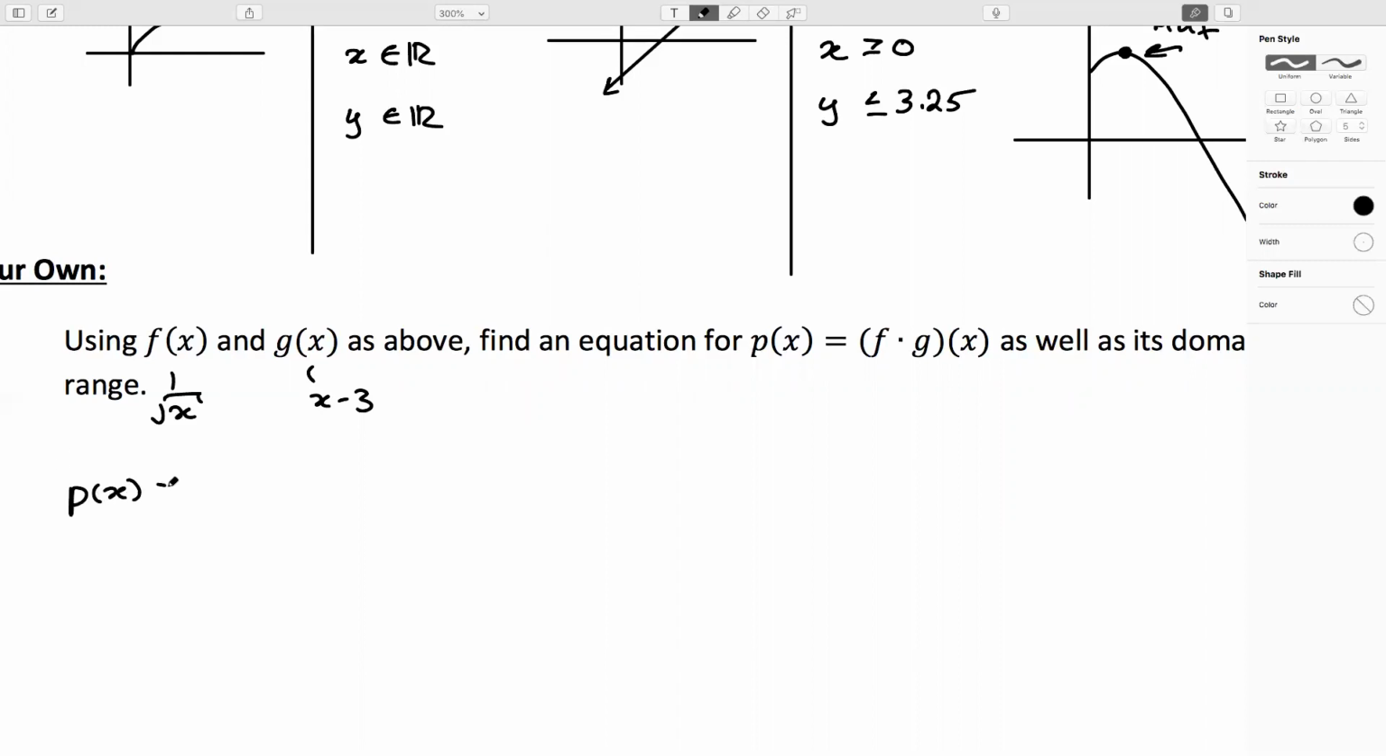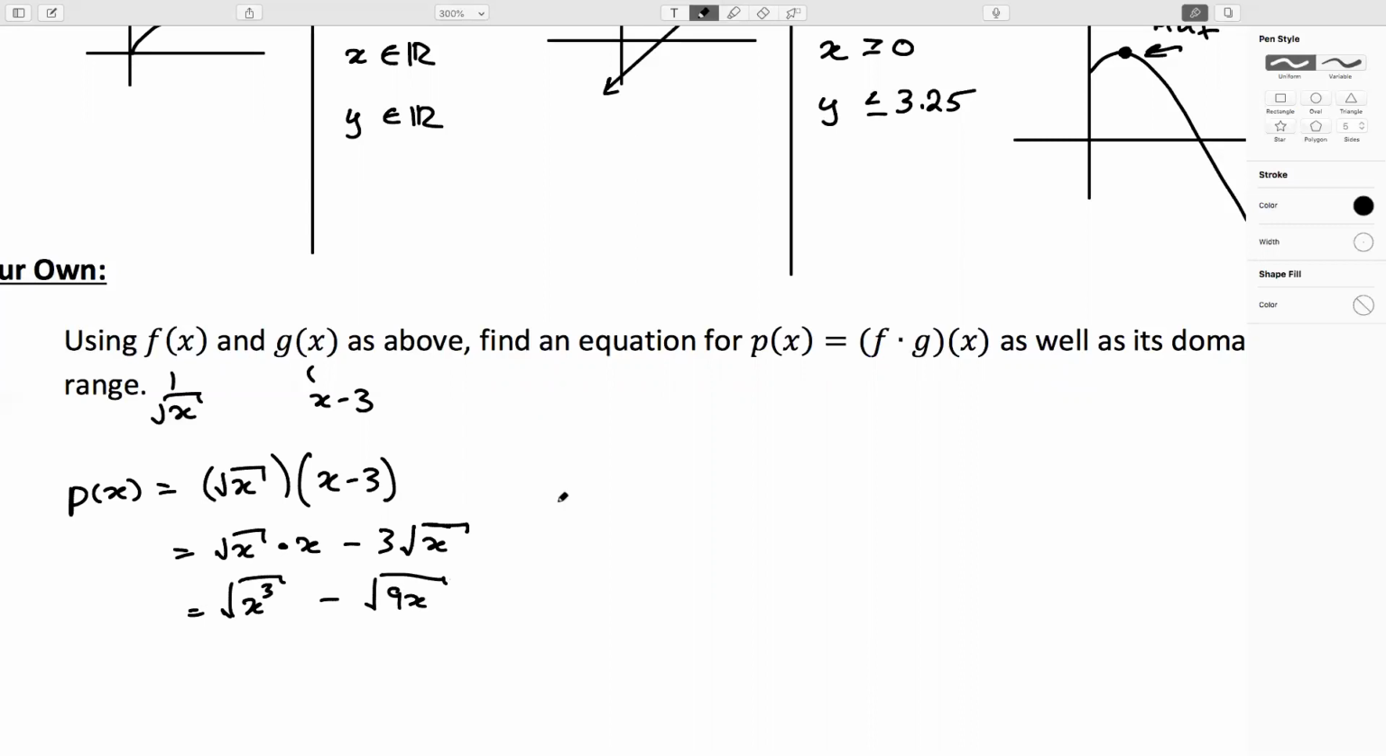So p of x, we have to build it, equals root x times x minus 3. Technically, we can expand it out even further if we want to. We could expand this out into root x times x minus 3 root x. And if we want to, we can take this even further. We can move the x inside the square root. We can call this the square root of x cubed minus the square root of 9x.